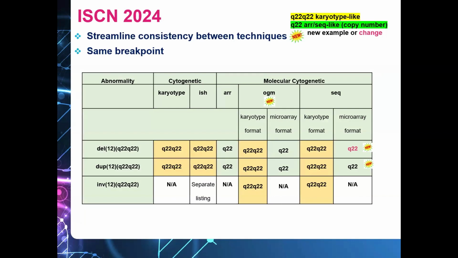The other thing we found inconsistency in, and we're streamlining again across different techniques, was when you have a loss or a gain or inversion in the same breakpoint. When it's karyotype-like ISCN that you're using, you specify both breakpoints because otherwise it'd be a terminal deletion. However, with array, sequence and sequence-like ISCN, so it's the microarray format, you only specify it once, simply because the nucleotides will tell you it is an interstitial deletion, not a terminal deletion.